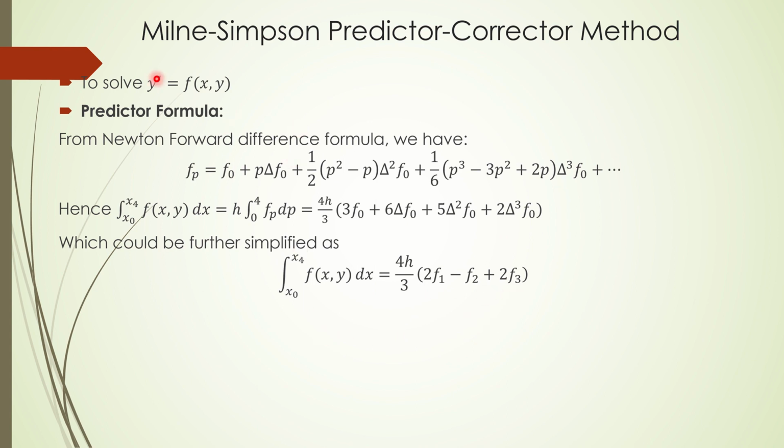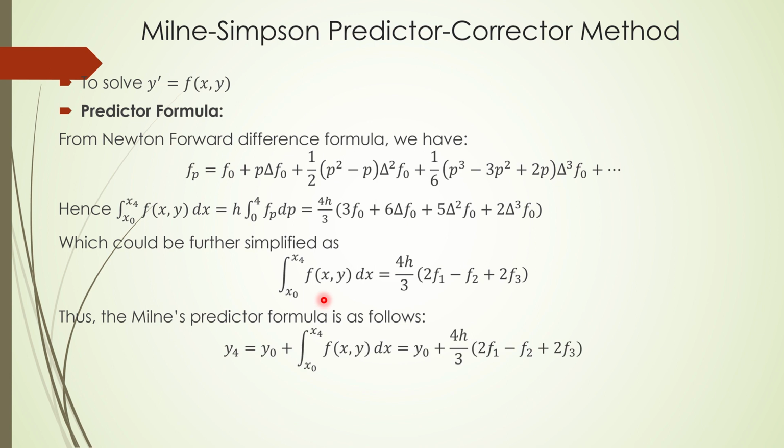Now, as I explained earlier, when you integrate the left side dy from y naught to y4 and simplify that, we get the predictor formula: y4 equals y naught plus the integral from x naught to x4 of f(x, y) dx, so y4 equals y naught plus 4h by 3 into (2f1 minus f2 plus 2f3). This can be generalized if you want to find y5. It will simply be written as y5 equals y1 plus 4h by 3 into (2f2 minus f3 plus 2f4), and so on. The same thing can be done for y6, y7, y8, and so on.